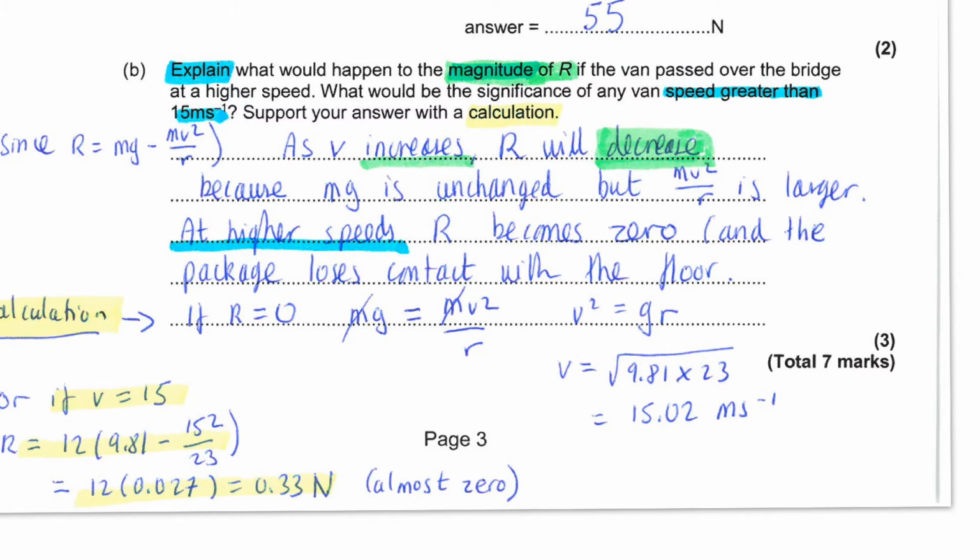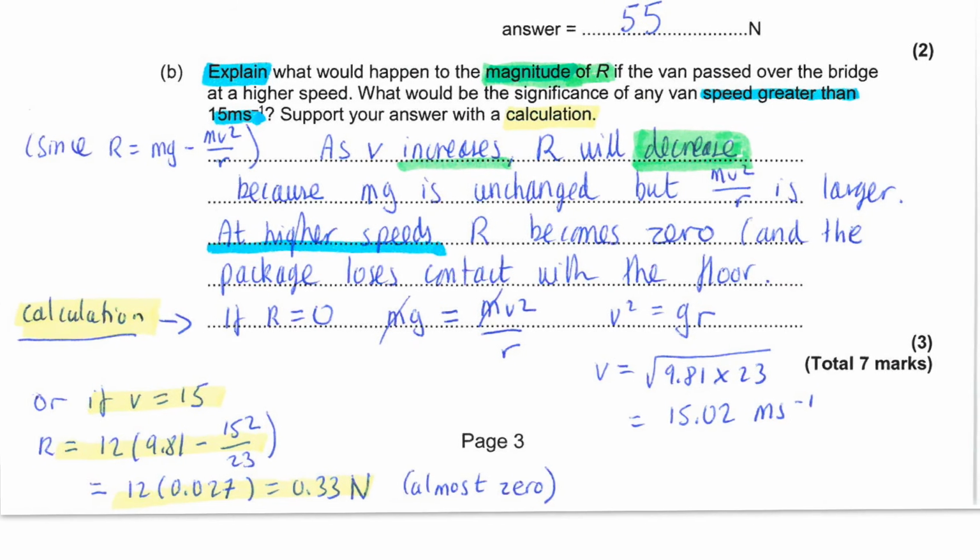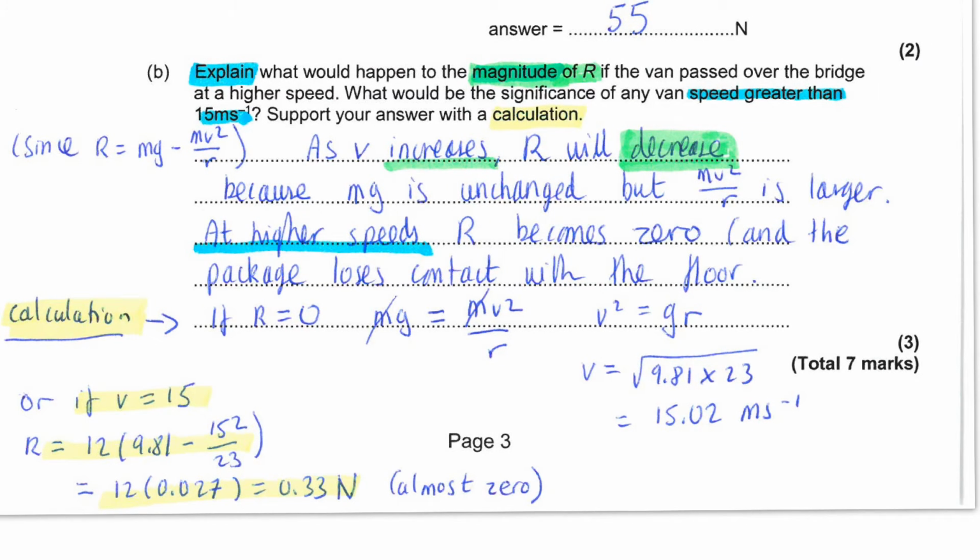Next, you're asked to explain what would happen to the magnitude of the normal reaction if the van passed over the bridge at a higher speed. You're also asked for the significance of a speed greater than 15 meters per second, and you must support your answer with a calculation. So you need to read this question carefully and make sure that you respond to all of the key points listed.